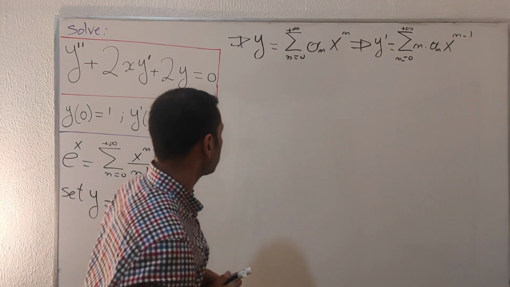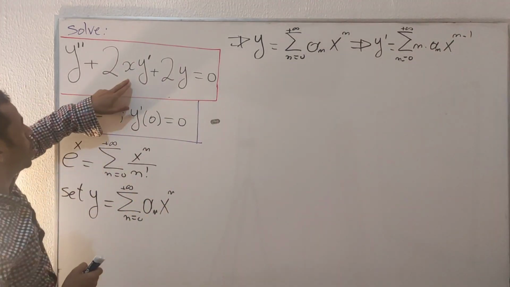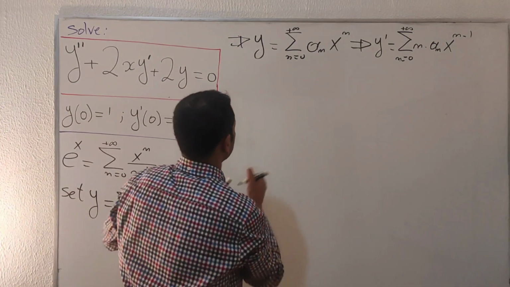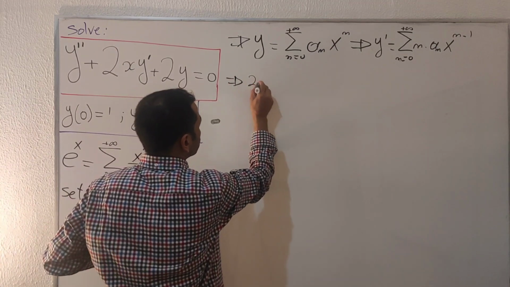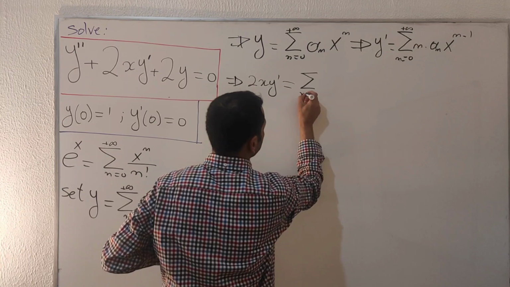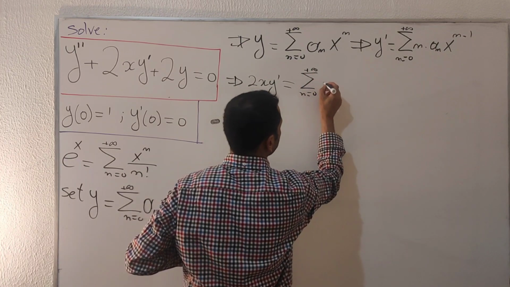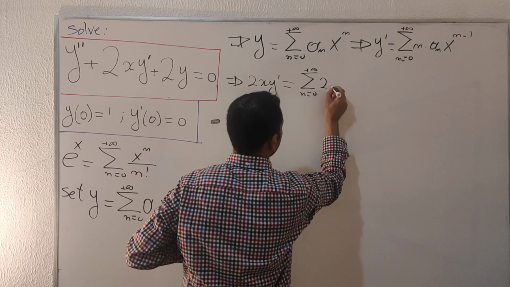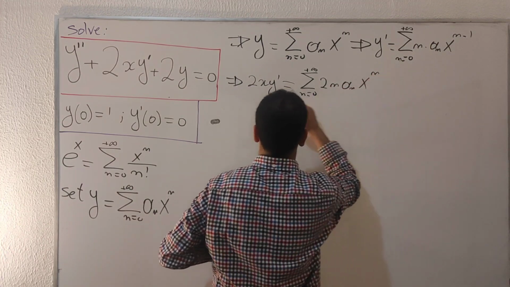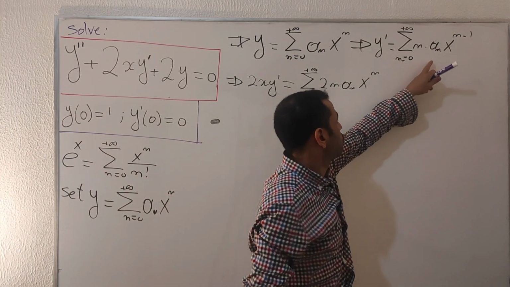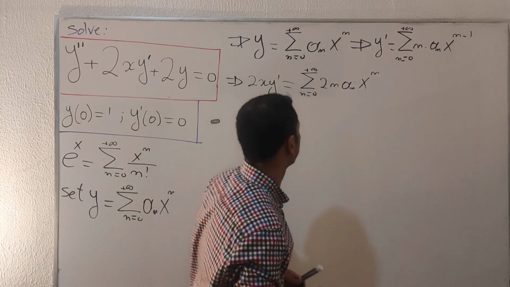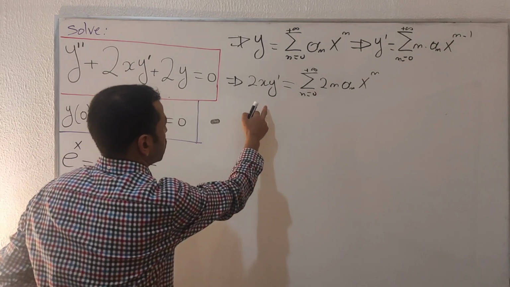Then since I have this 2x, I'm going to multiply both sides by 2x. So I have here 2x y prime equals the sum as n goes from 0 to plus infinity of 2n multiplied by e sub n multiplied by x to the n. This x goes inside to make x to the n, to change this order to x to the n. So I'm going to leave this one as it is.